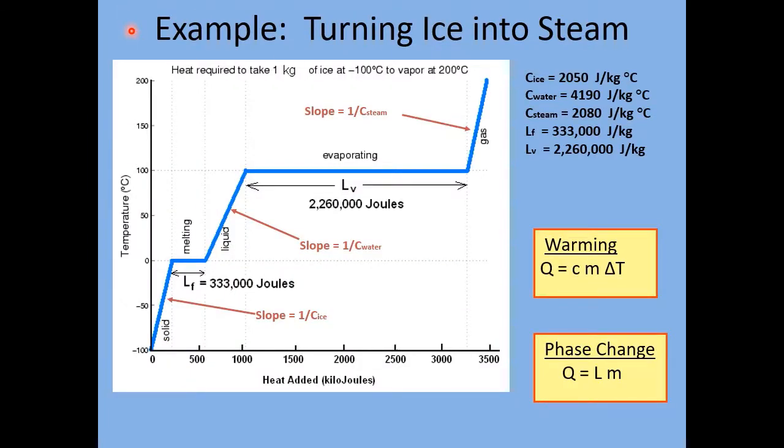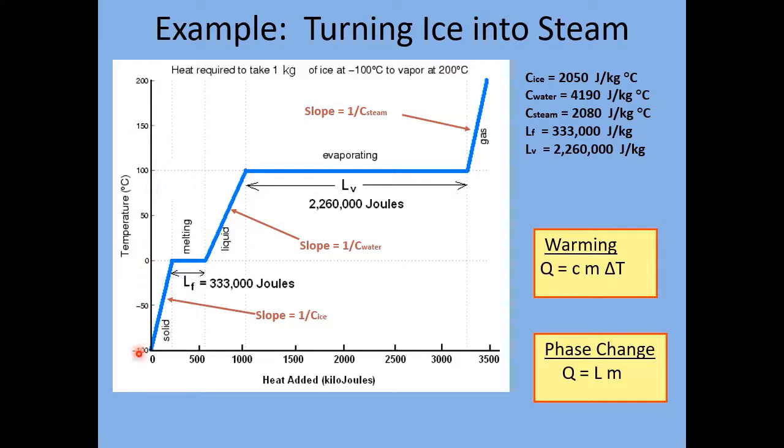So here's an example of a graph that nicely shows what's going on when we start with ice and we eventually turn it into steam. On the vertical axis here is the temperature, and what we're going to do is take 1 kilogram of water or ice, starting with ice. So that's a liter. Think of a liter bottle of frozen water. We're going to start at minus 100 degrees Celsius. So that's 100 degrees below the freezing point of water. And we are going to eventually boil it and turn it into steam and increase the temperature of the steam up to 200 degrees Celsius.